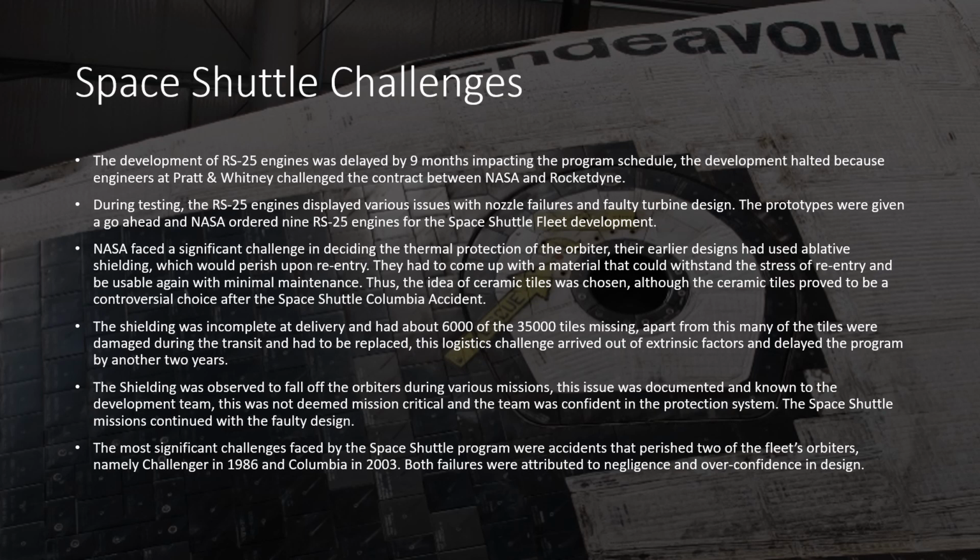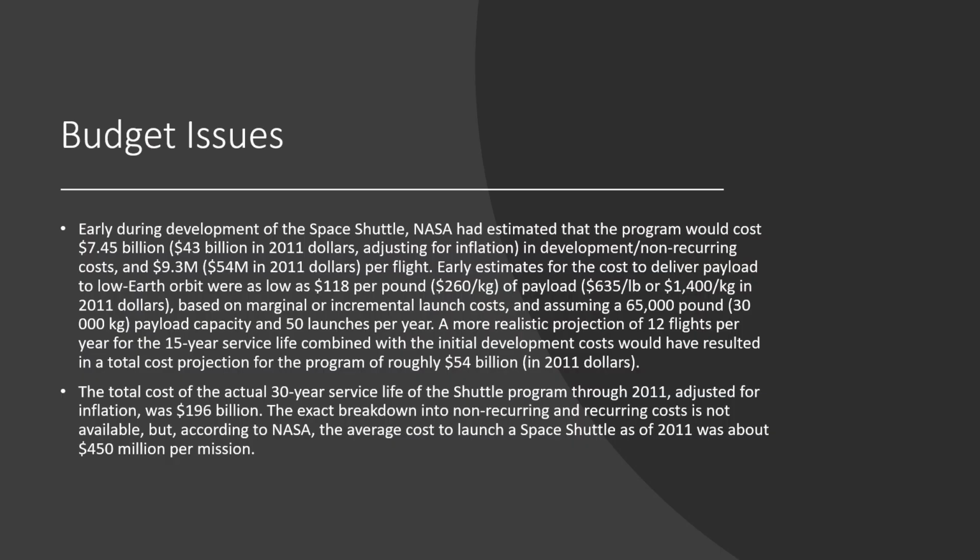The most significant challenges faced by the Space Shuttle programs were the accidents that destroyed two of the fleet's orbiters, Challenger in 1986 and Columbia in 2003. Both failures were attributed to negligence and overconfidence in design, and a failure to follow protocols. NASA also ran into budget issues during the development of the program.